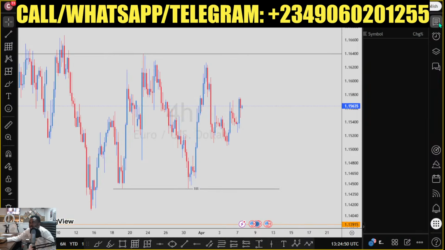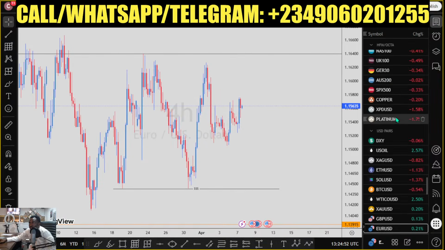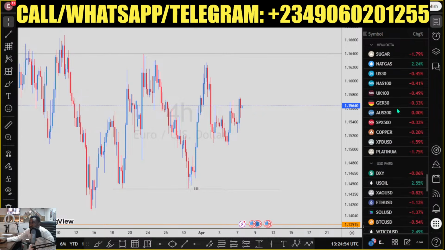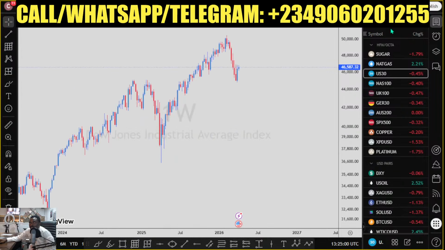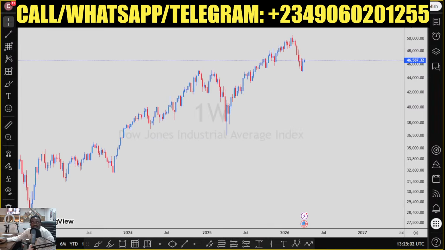Now guys, let's check out US 30. US 30 will start from the weekly chart as usual. This is for the indices traders. We mark out our key level structures. That is the first thing. We need to create boundaries.